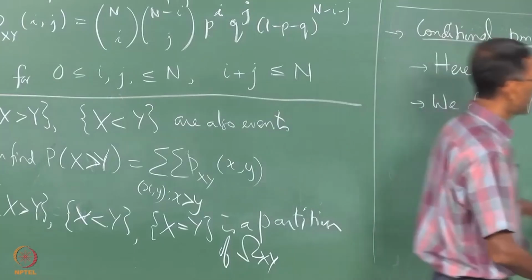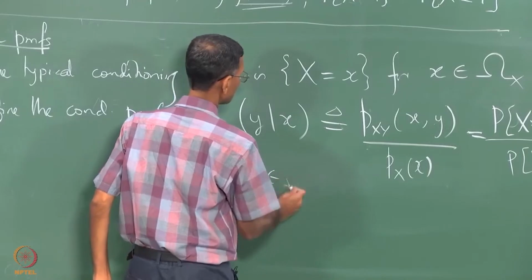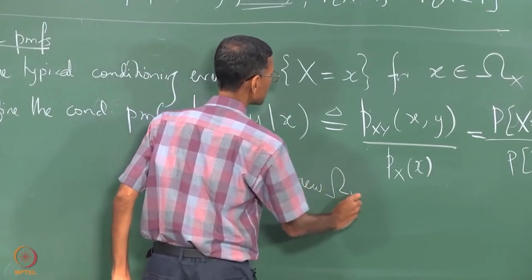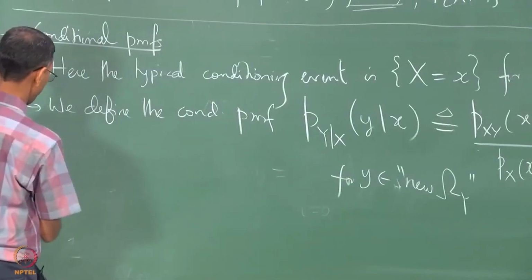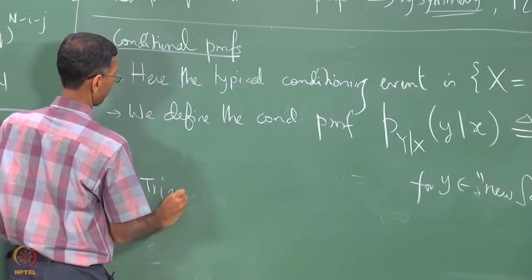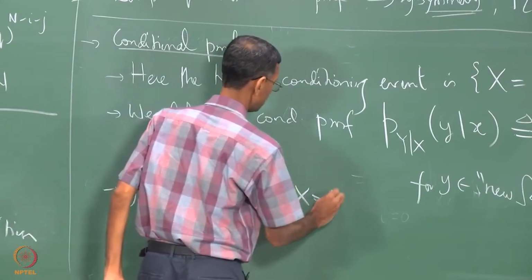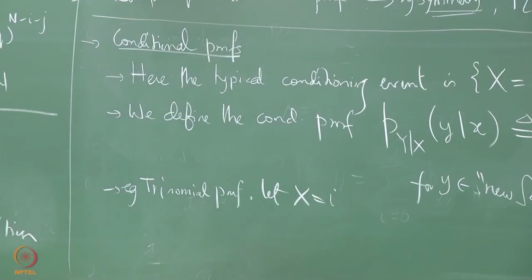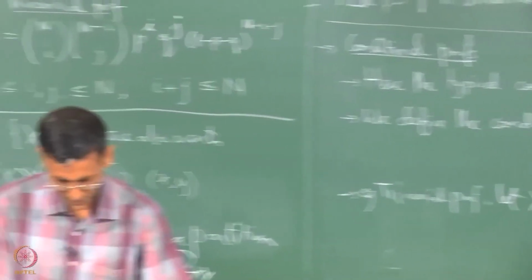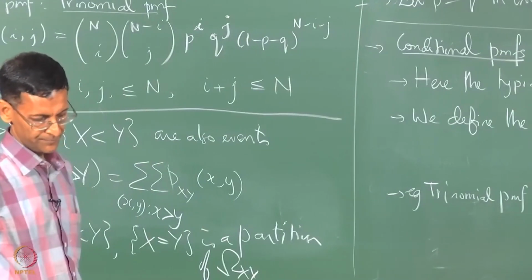So y will have, for some new omega Y, which depends on the value of x. So in the trinomial case we will do this. Let's say X equal to i. In other words, what have we observed? We have observed that the event 1 has occurred i times.